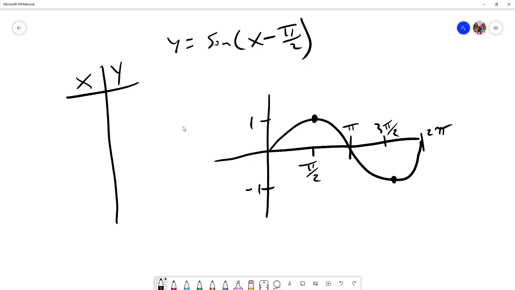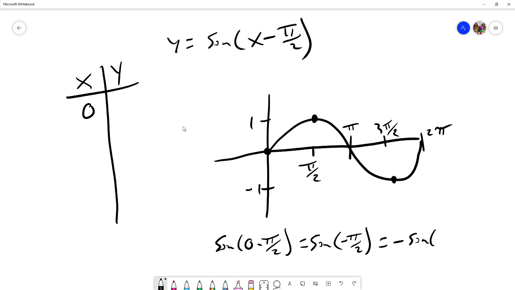So if we start at 0, if we plug in 0, that's this point right here. Well, we have to take 0 minus pi over 2. So if we think of sine of 0 minus pi over 2, that's the same thing as sine of negative pi over 2. And we can use the fact that sine is an odd function, so that's the same thing as the negative of sine of pi over 2. Well, sine of pi over 2 we know is 1, so this has to be negative 1.